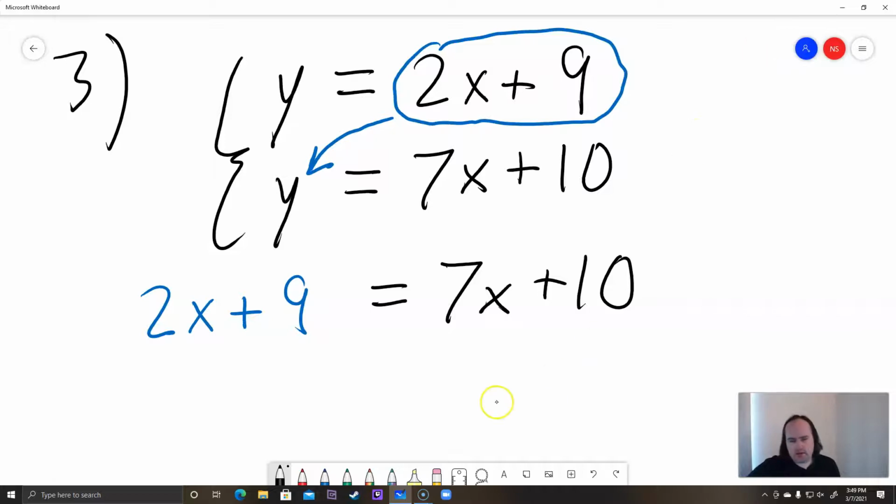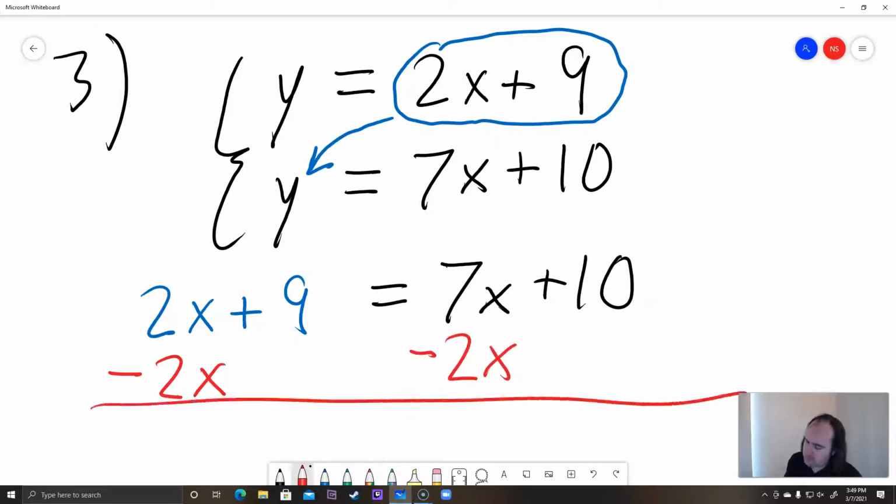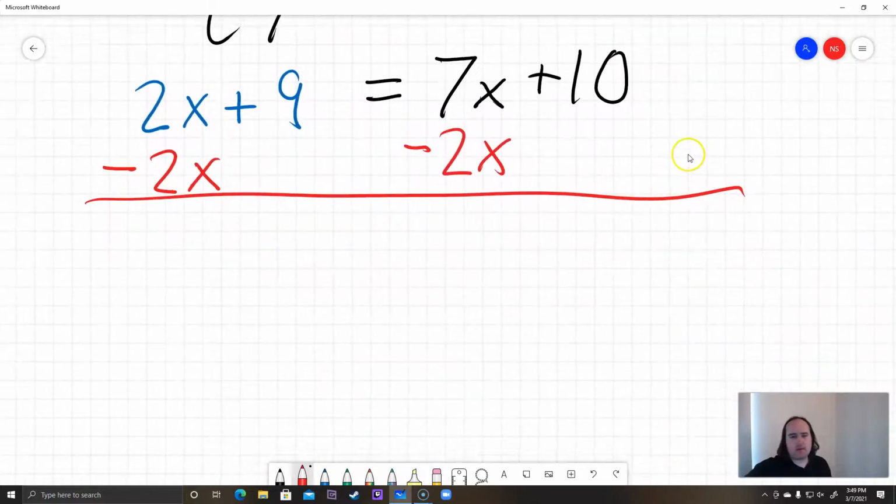So what do we have to do now? You have to remember how to solve an equation like this. If you have a variable on both sides, you have to pick a side and get rid of the variable. The way I usually teach my students is it's usually easier to get rid of whichever coefficient is smaller. On this problem, 2x is a smaller coefficient than 7x, so we're going to get rid of the 2x. How do we get rid of 2x? We're going to minus 2x from both sides.